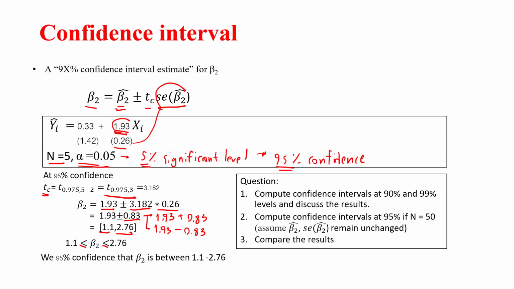We did the estimate together last week. We got 1.93. And then someone asks you, hey, do you believe this number? Is this correct? You say, I don't know if it's correct or not, but we have 95% confidence that the real beta, because we don't have that, right, the estimate, correct or incorrect, we don't know, but the real beta must be between 1.1 and 2.76. So this is the meaning of confidence interval.